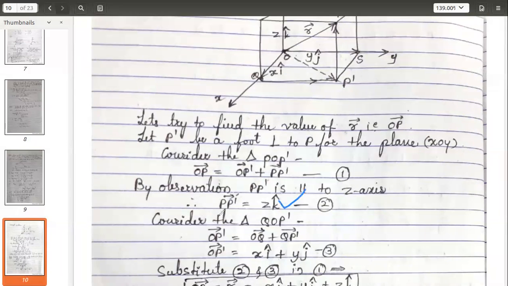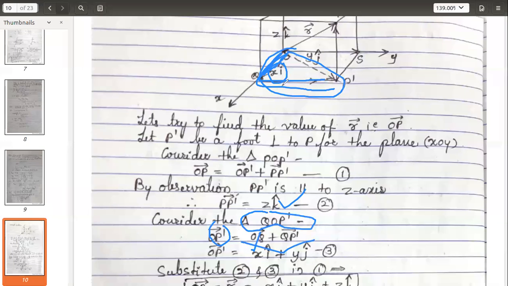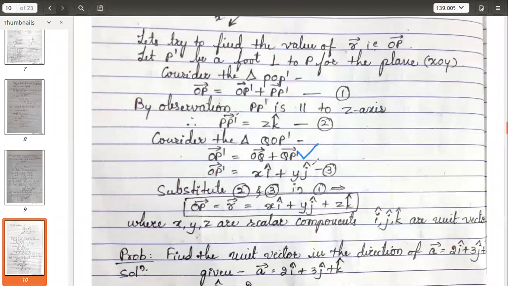This is one thing we have already seen. Now let us consider the base triangle, QOP dash. In this triangle, if you again see the OQ line, OQ plus QP dash, both are continuous in direction. So these two together equal OP dash. OP dash is equal to OQ plus QP dash, right? And what is OQ? This line is xi cap. So xi cap is substituted. What is QP dash? QP dash is a line parallel to the y axis, so it is yj cap. Substituted both the values.